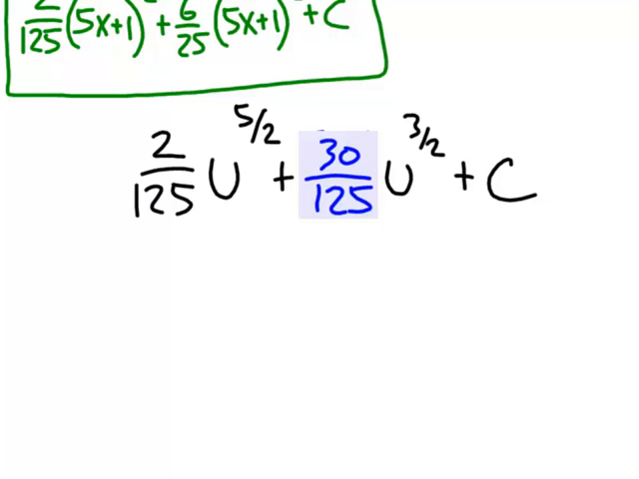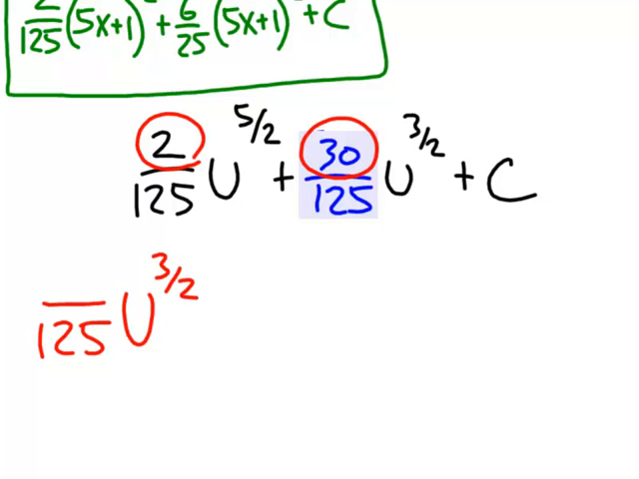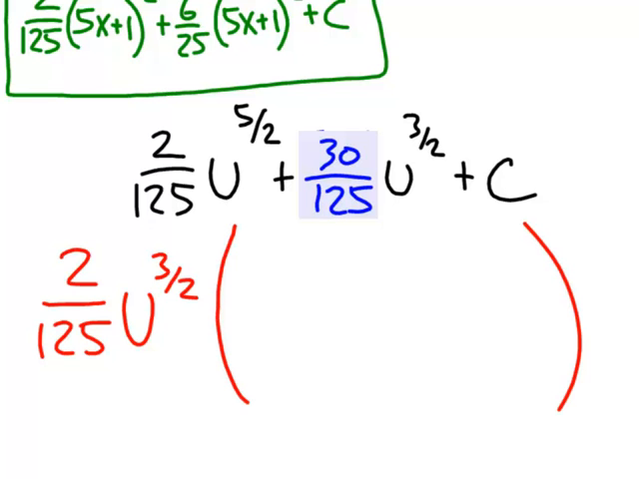So now when I seek to take out the greatest common factor, I look at the u expressions, and I can tell the greatest common factor will include a u to the 3/2. I look at this common denominator, and I will definitely take that out. And then I look at the greatest common factor of the numerators. So I see 2 and 30. I'm going to take a 2 out. And that's my greatest common factor.